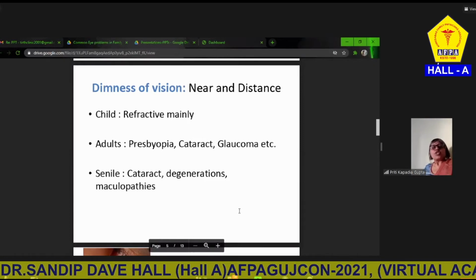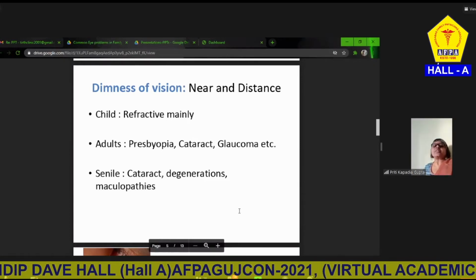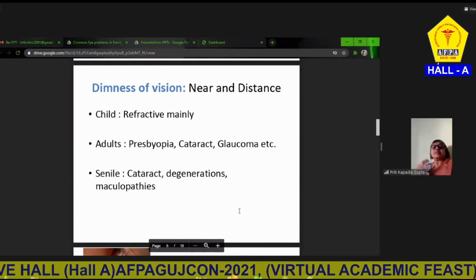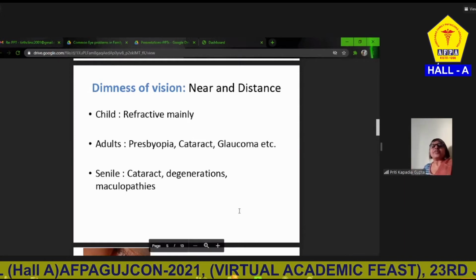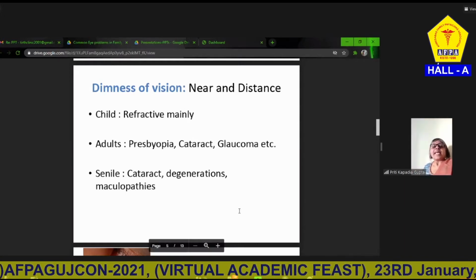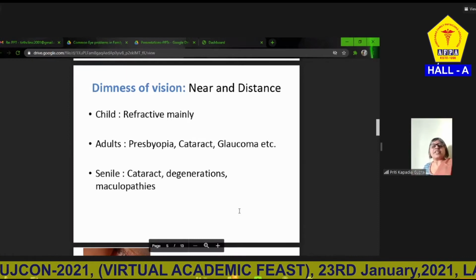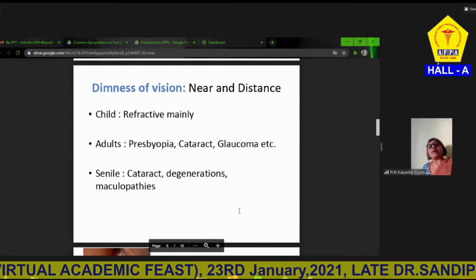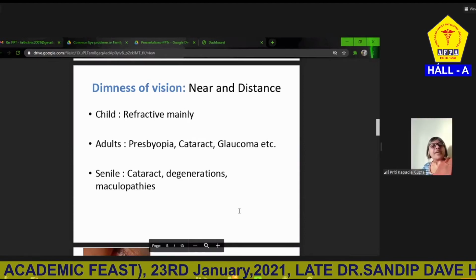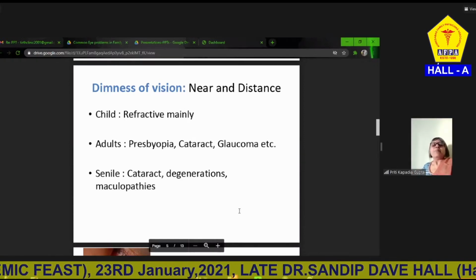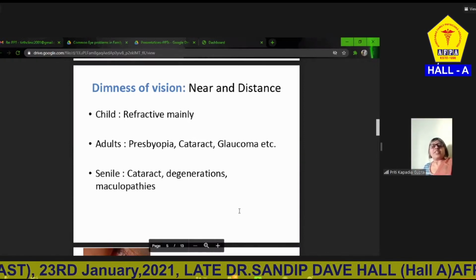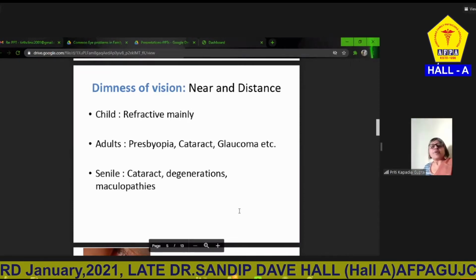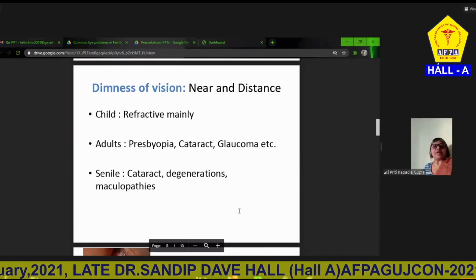Why I want you to know this is because patients have a lot of confidence in general practitioners. If you are clinically very efficient and you say, sir, maybe you have a cataract, or I feel you have a glaucoma, they have a lot of faith in you, and they feel that my family doctor knows about everything, whether or not he can perform a surgery, but he can really guide me very well.